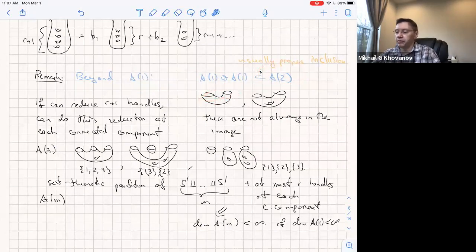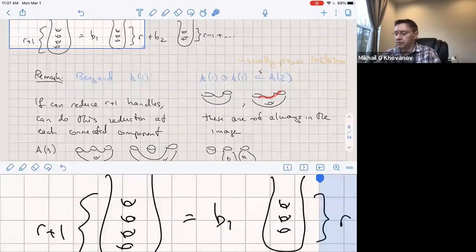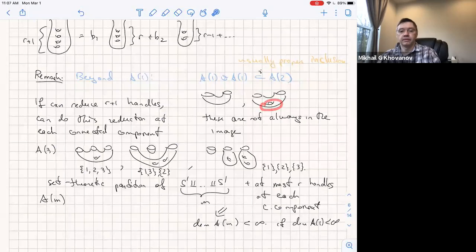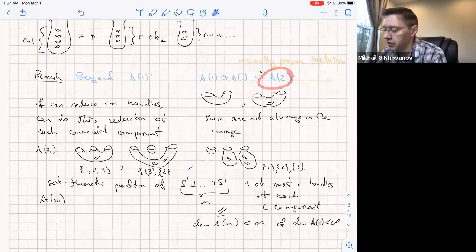But you might be missing something. You might be missing cobordisms of this form, just a tube cobordism between 2 circles, and the tube cobordism with some number of handles. These elements are in A2. They are potentially not in A1 tensor A1 sitting inside A2. So these are additional elements, additional vectors in a state space. So usually this is bigger than the tensor product.